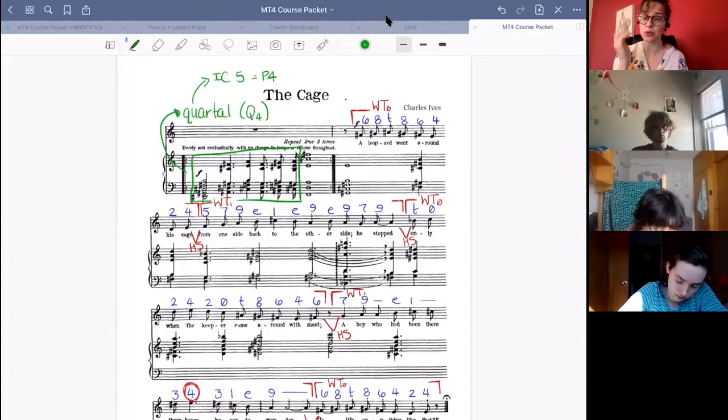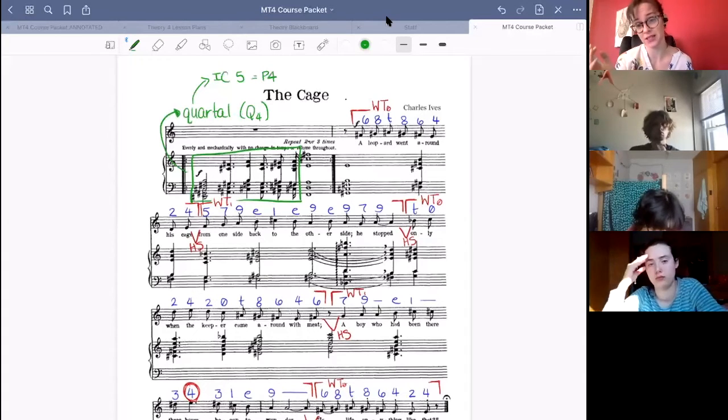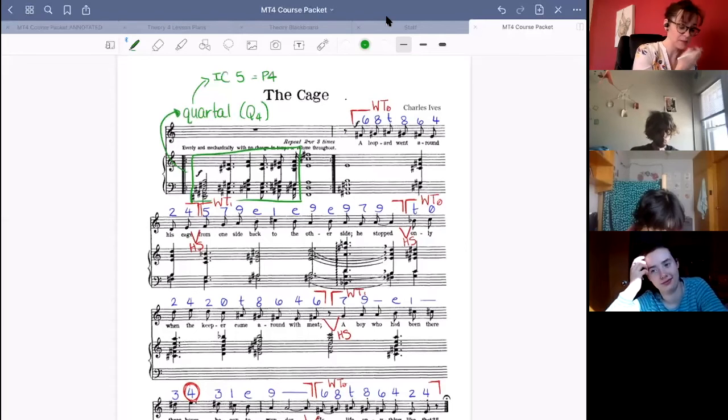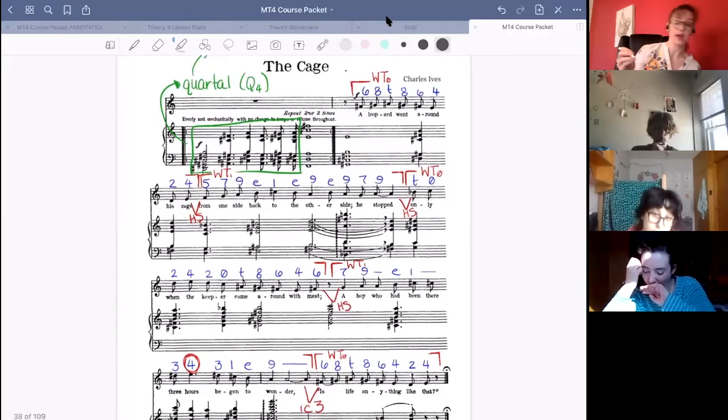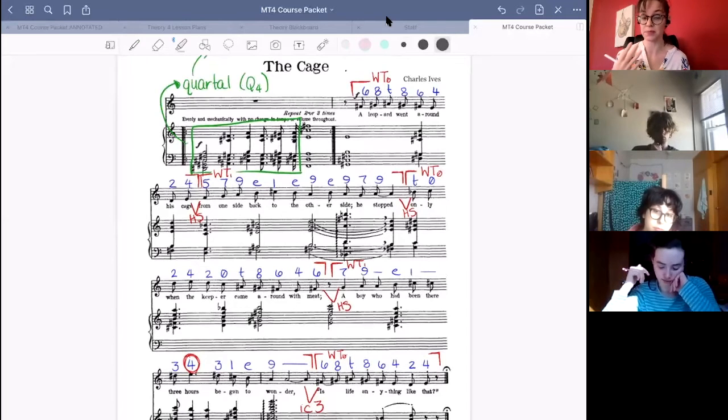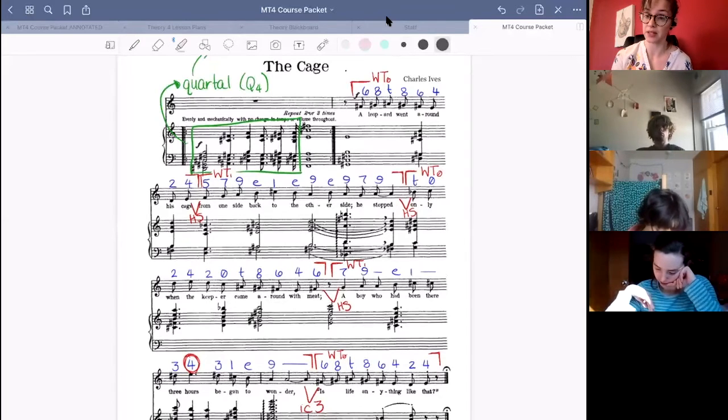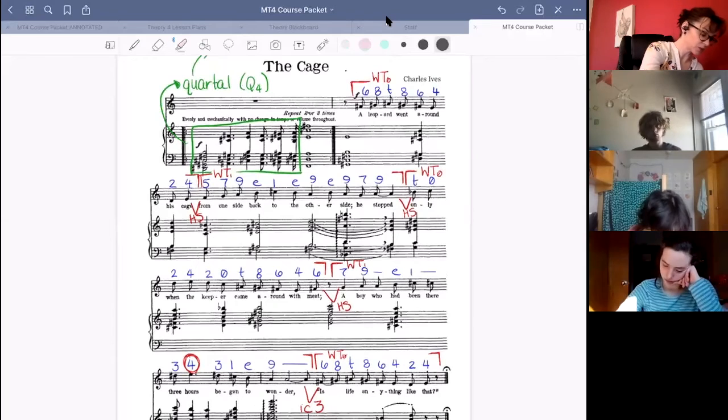Now, I'm going to not make you hunt through the entire piece because that's not a great use of our time. So I will just spoil the surprise for you. There are 4 spots in this piece where the piano breaks from its Q4s. The first one is right here.